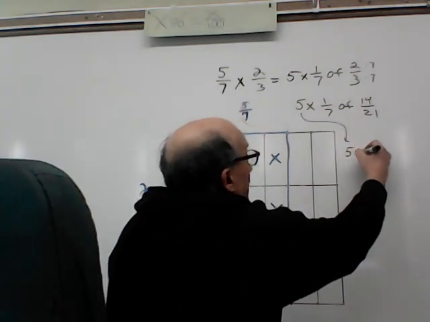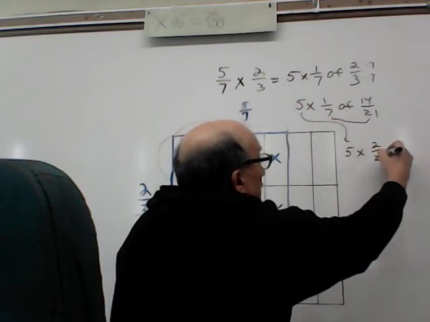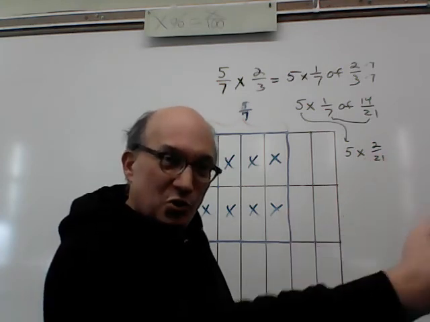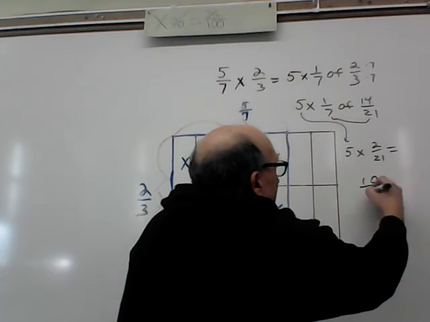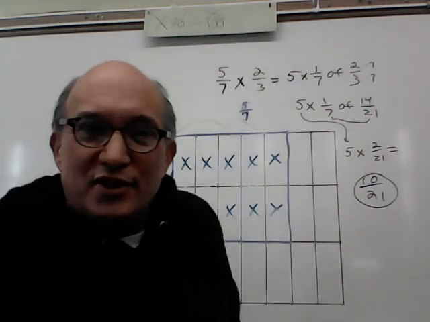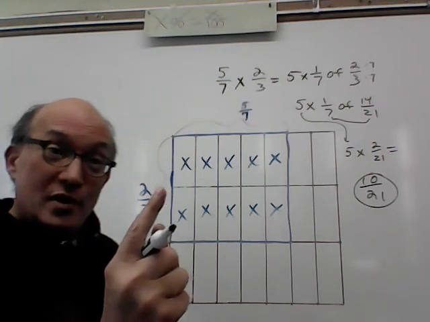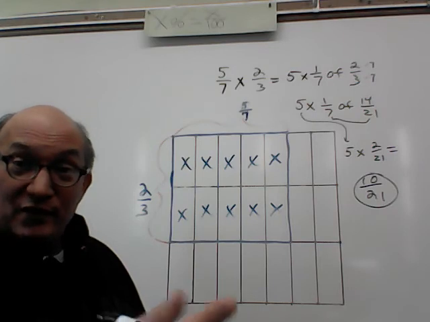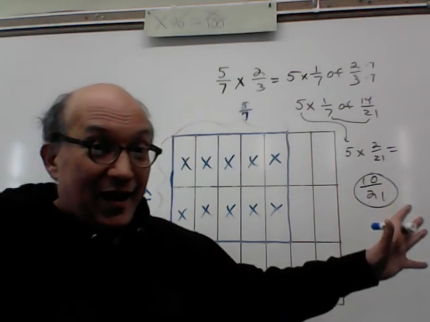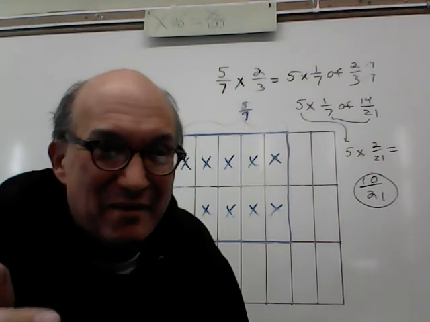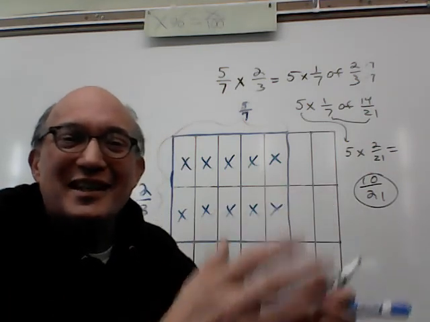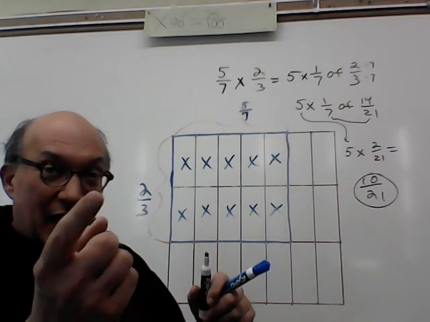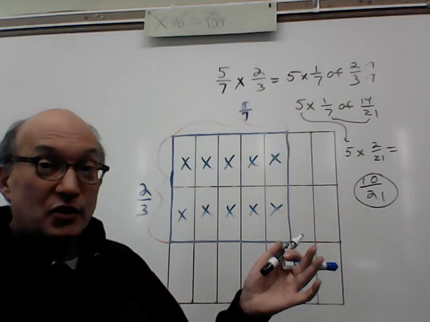So we have 5 times 2/21, and that, of course, is 10/21. 5 times 2/21 is 10/21. So if you're not convinced by now that 5/7 times 2/3 or 2/3 times 5/7 is 10/21, I can't do anything else. That's about it. Those are the only ways I can think of to convince you that it works. And coming up with the answer is very simple.